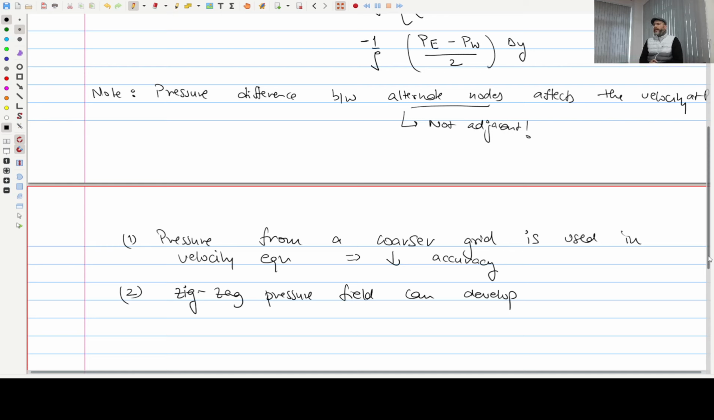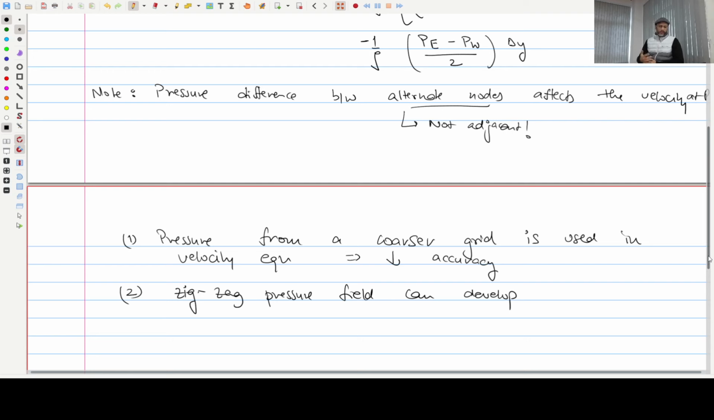So in a sense, what's happening is that you have some pressure distribution, but a slightly coarser pressure field is being utilized. The same idea: if you take the difference between the pressure at alternate nodes, then some information of the change in pressure is lost. If you want to estimate the derivative, it's better to take the difference between adjacent points. That's closer information. So it can result in lower accuracy.